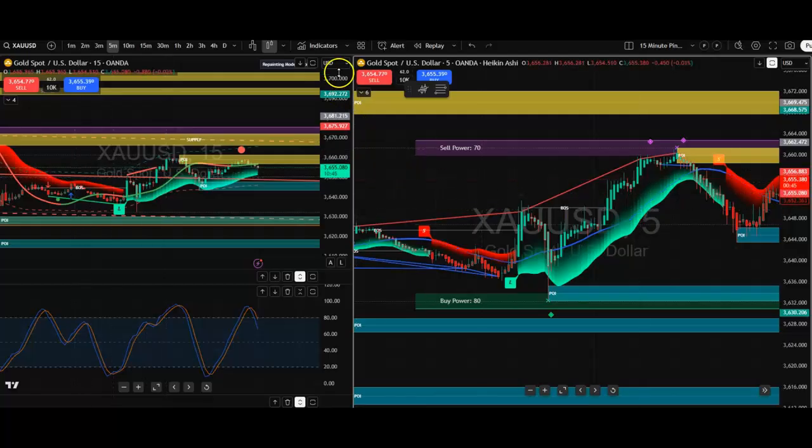Now, the interesting thing about this is that you're looking for the price to come down into the green cloud, into the green cloud, into the green cloud. So that's your buying opportunity there. Look at the buy power of 80 into demand. If you are at your chart at that moment, you're going to make a lot of money there.